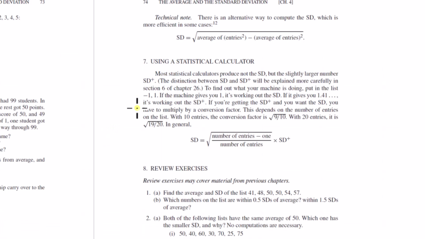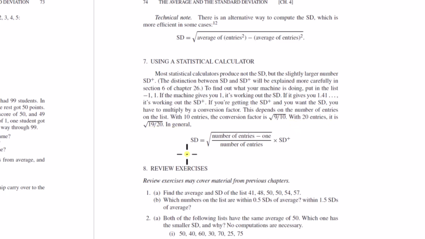And later in the course, we're going to go into a lot more detail on what the difference is between those two. And then also you saw in Excel there were more options than just these two. So we'll talk about all of that. But if you're getting the standard deviation of a sample, and you want the standard deviation, you have to multiply by a conversion factor. This depends on the number of entries on the list. With 10 entries, the conversion factor is the square root of 9 over 10. With 20 entries, it's the square root of 19 over 20.